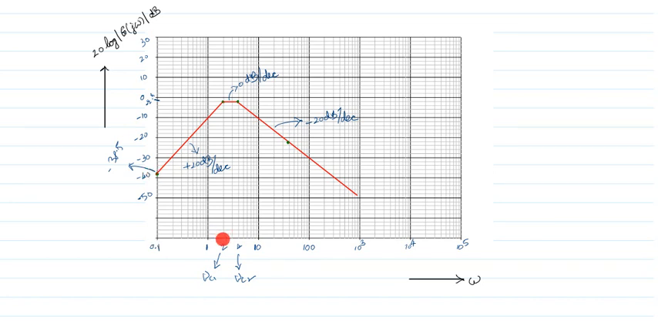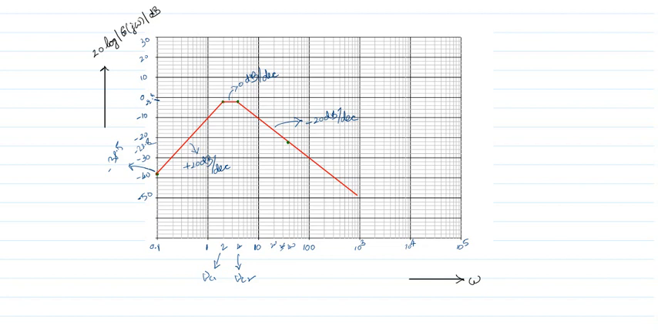At point 1 the corresponding magnitude is minus 38.5 dB. At 2 the corresponding magnitude is minus 2.5 dB. At 4 it is minus 2.5 dB. At 40, this should be 40, the corresponding magnitude is minus 22.5. This point is minus 22.5 dB. We got it, now we plot the magnitude plot in the graph itself.